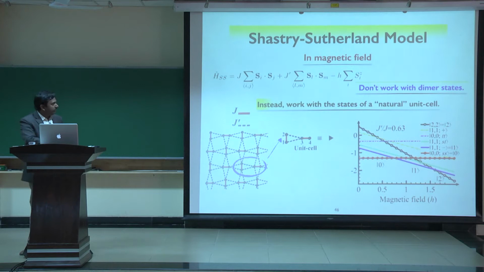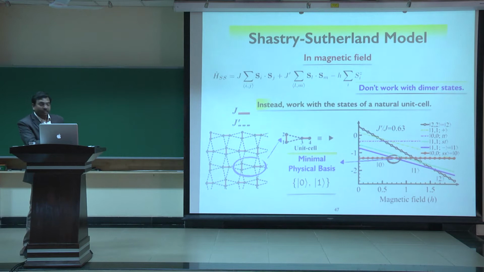So for our case, the only difference is now these states are not the dimer states, but the states of a bigger unit, of the natural unit cell of the Shastry-Sutherland lattice. So we just choose these two states as our minimal basis to discuss the problem in the magnetic field. The singlet of the unit cell and one of the triplets of the lowest one, which crosses first. So the minimal basis is, I'm just calling this 0 and the nearest triplet 1. So 0 means no hardcore boson or singlet. 1 here refers to having created one triplet, but at the unit cell level.